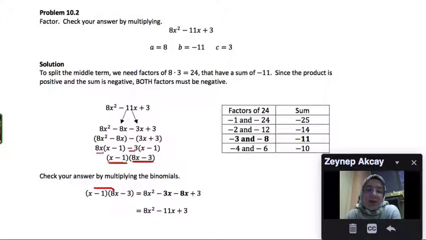So you can just double check. If you multiply back, you will end up with the original polynomial.